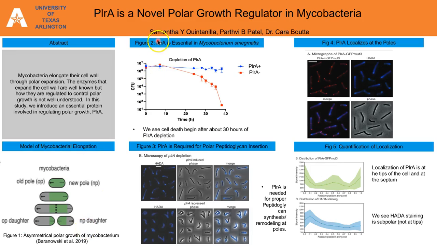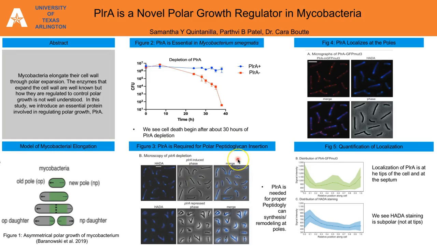In figure 2, not much is known about PolarA, but I found when I depleted this protein, we begin to see cell death after about 24 to 30 hours. When PolarA is present in the cell, represented by blue here, cells are able to grow and survive, but when PolarA is depleted here in red, cells are not able to survive. For this reason, we have concluded that PolarA is essential in Mycobacterium smegmatis.